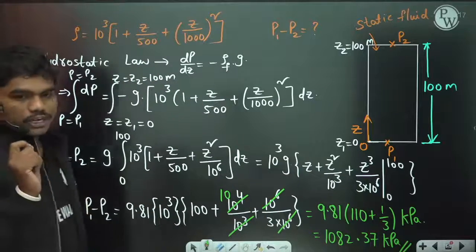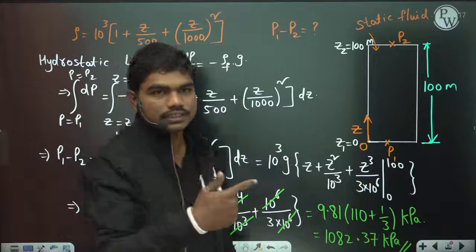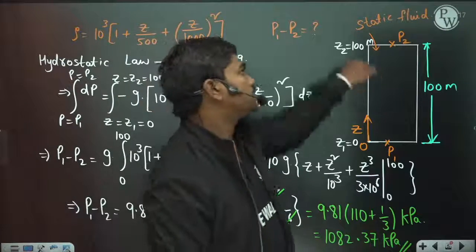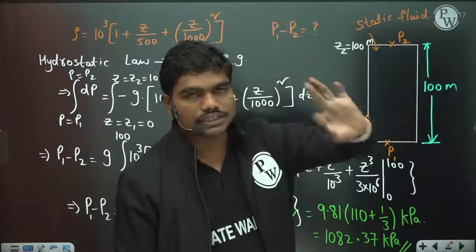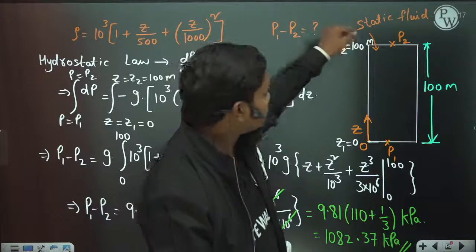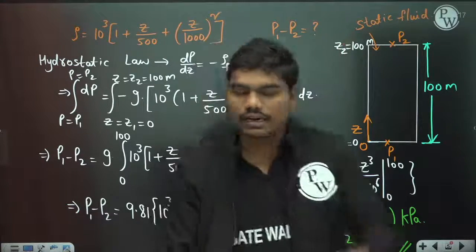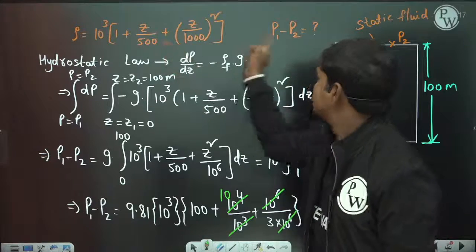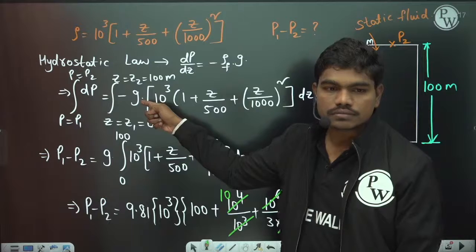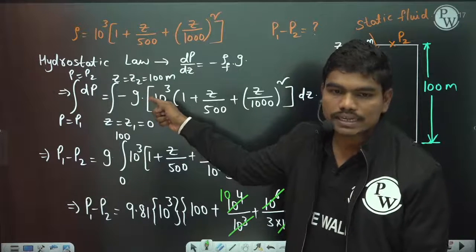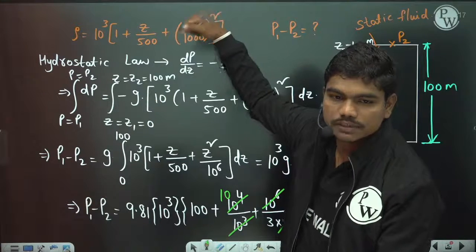But one thing you need to be very, very careful about. Let us suppose in this question they told me that Z is measured from the top of the container. Then should I use this minus sign in this hydrostatic law? Please tell me. Should I use this minus sign in the hydrostatic law if Z is measured from the top?